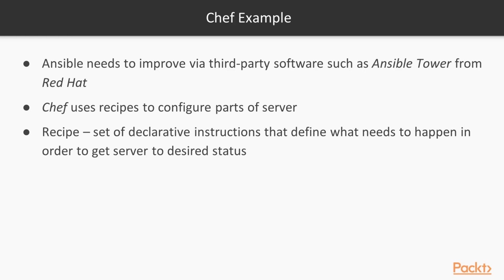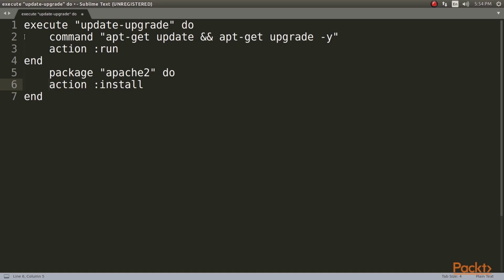Chef uses recipes to configure parts of the server. A recipe is basically a set of declarative instructions that define what needs to happen in order to get the server to the desired status. For example, let us take a look at this code. This code will upgrade our system and then install the Apache 2 web server. This recipe, once finished, gets uploaded into the Chef server from a workstation, and here is the key present.